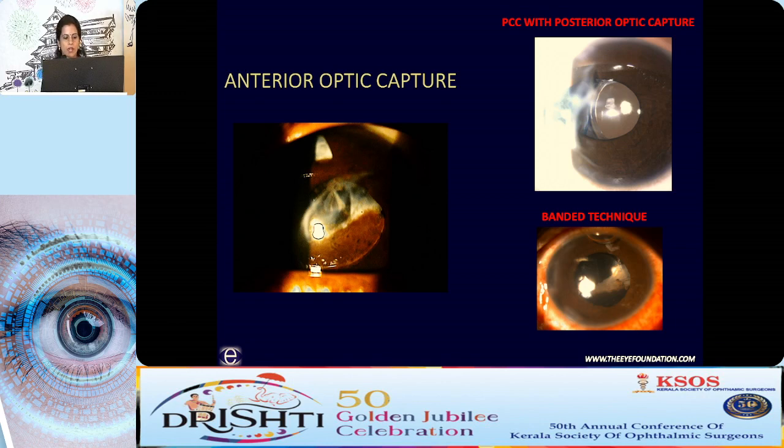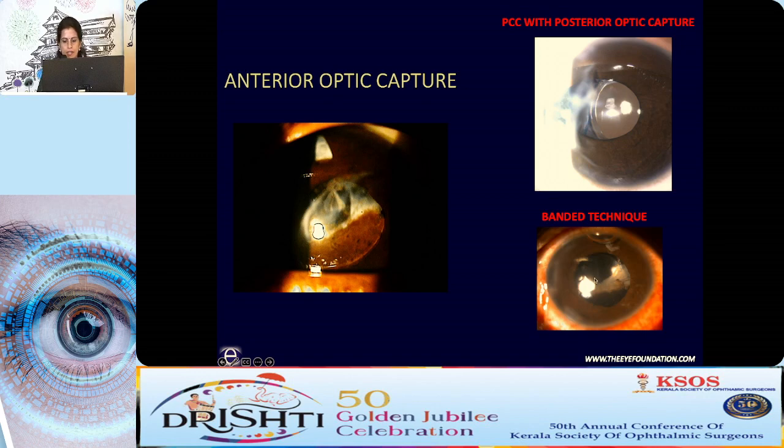So what is the problem in putting a lens in the sulcus if there is a compromised posterior capsule? We need to take care of the anterior optic capture, which is very common in children in sulcus placed lenses. We can prevent this with a primary posterior capsular rhexis with a posterior optic capture in the posterior capsular rhexis.